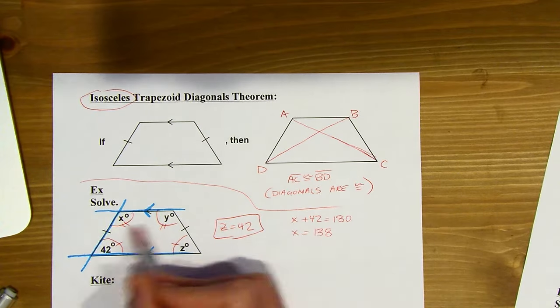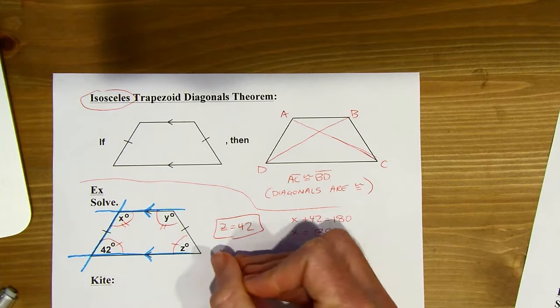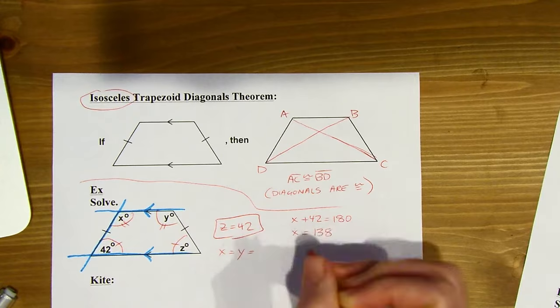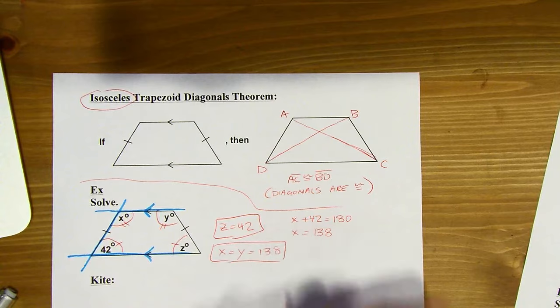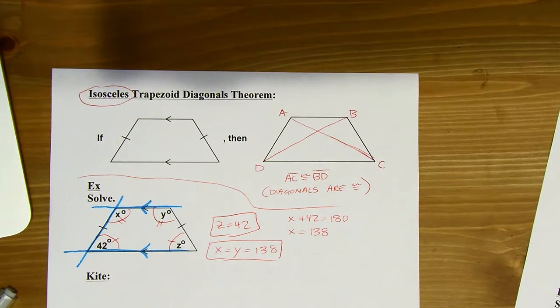And I already know x and y are equal to each other, so that means those are both 138. The angles are 138 degrees, so x itself is 138, and so is y. All right, so that's trapezoids.